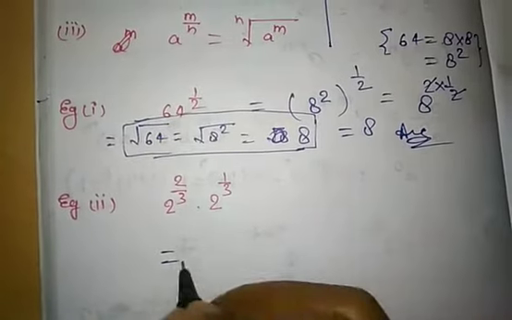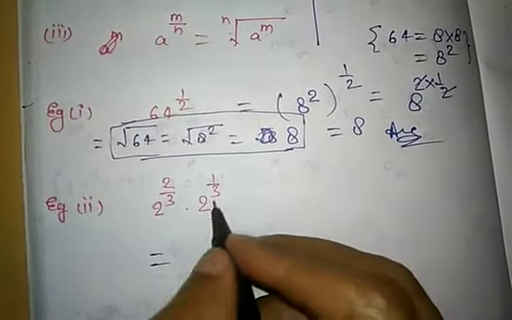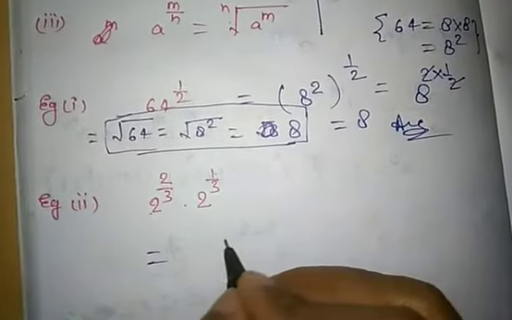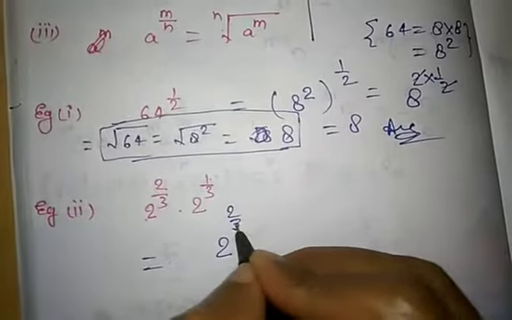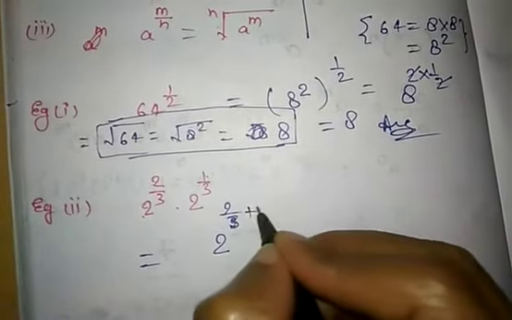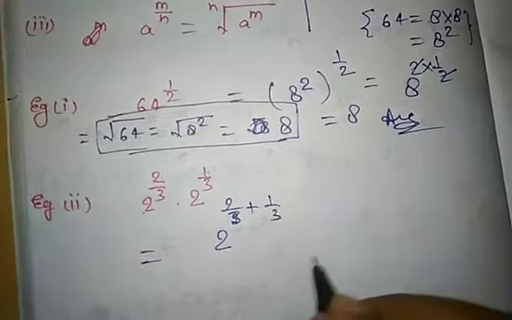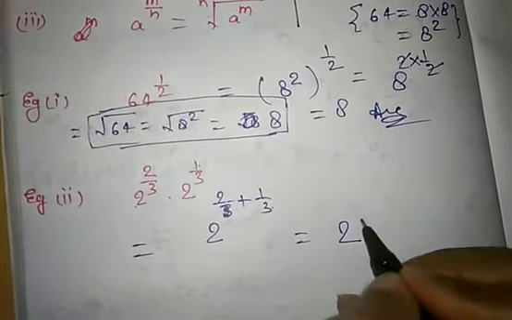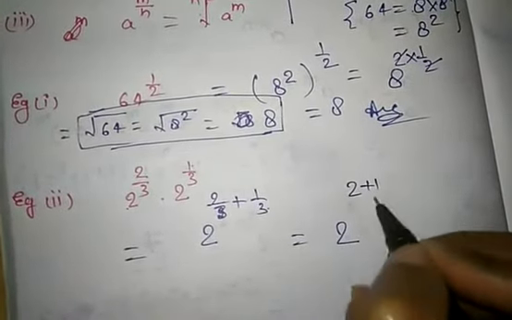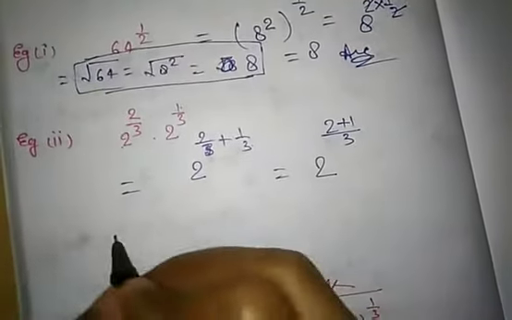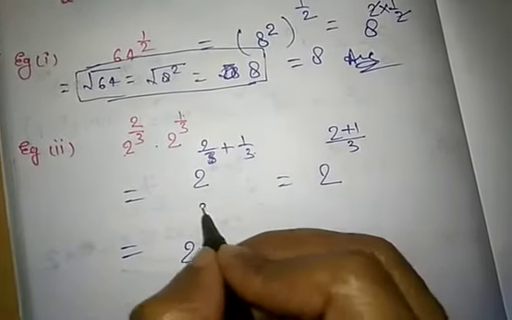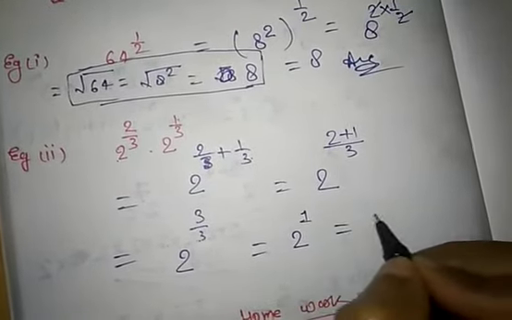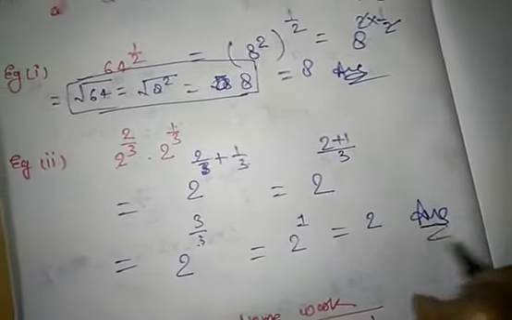Next, 2 power 2 by 3 into 2 power 1 by 3. Their base is same, so we can add their exponents. 2 power 2 by 3 plus 1 by 3. Their denominator is same, so we can easily add 2 plus 1 by 3, or we can write 2 power 3 by 3, we get 2 power 1, which can be written as 2. This is your answer.